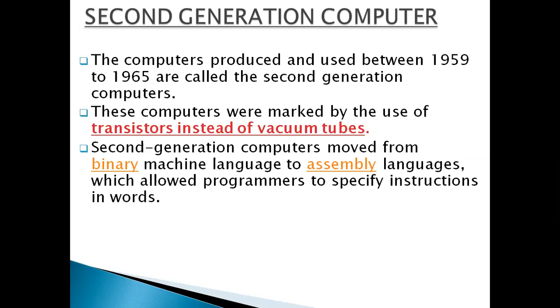So in first generation, only machine language was used. But in second generation, a little bit high level language, not fully high level, but a little bit high level language was used, whose name is assembly language. In assembly language, some English words were accepted. So it was slightly easier than the first generation computer to write programs for second generation computers.